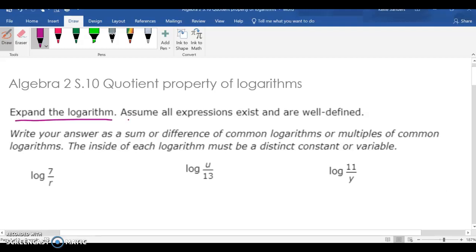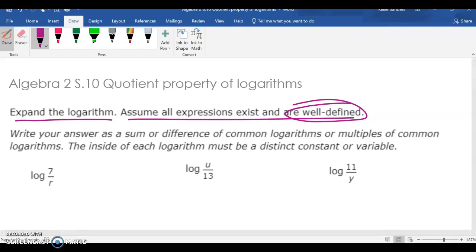So expand the logarithm. Assume all expressions exist and are well defined. Don't worry about all of this right here. If you were a math major, it would make a lot more sense, but we are just now learning it, so it is okay. Write your answer as a sum or difference of common logarithms or multiples of common logarithms. The inside of each logarithm must be a distinct constant or variable. We'll figure that out in just a little bit maybe.